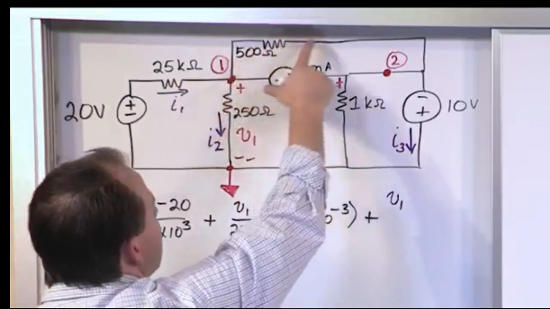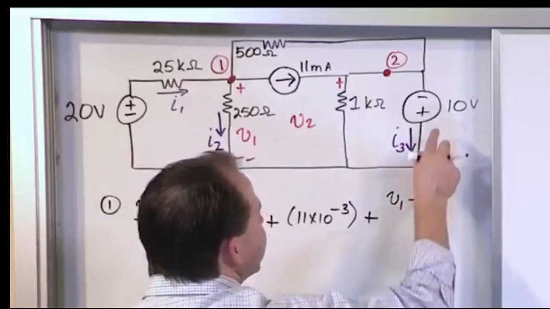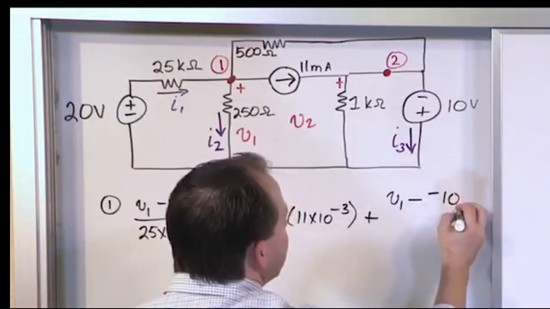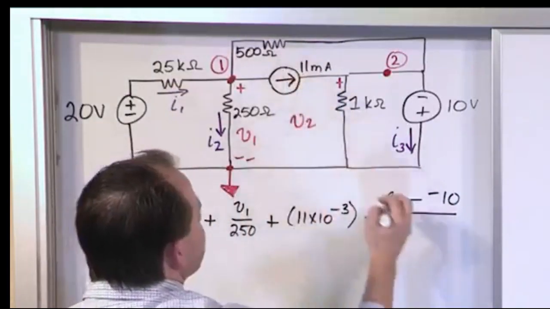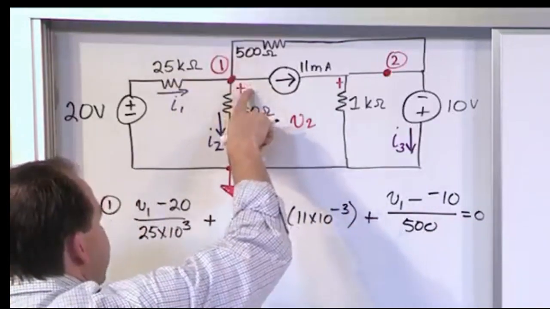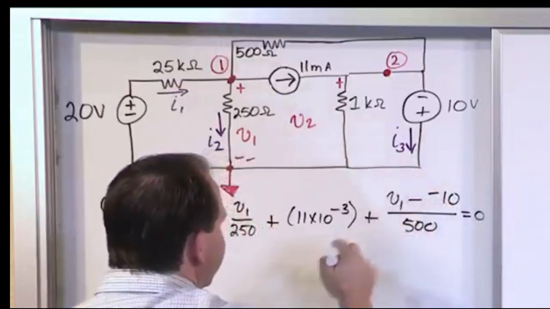So if we take this minus this voltage, that gets us what we want. So we'll have a minus, and since this is written in the negative sense with negative positive, it's going to be negative 10. And then it's going to be divided by the 500 ohms equals 0. So again, take this voltage here, pop up here, and then we subtract the voltage on the other side, which is known as negative 10 volts.